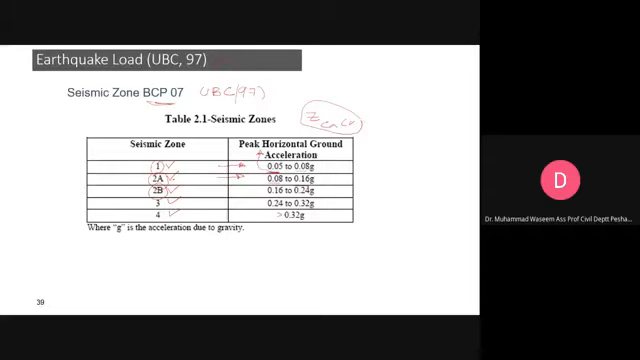So based on your map, like the wind velocity map, you should also have the peak ground acceleration map. For example, you are constructing your building in Pakistan, so you should have this map for Pakistan. On that map, these zones will be marked, and based on the location of your building, you can select where your building is falling. Is it falling into zone A, zone B, zone C?